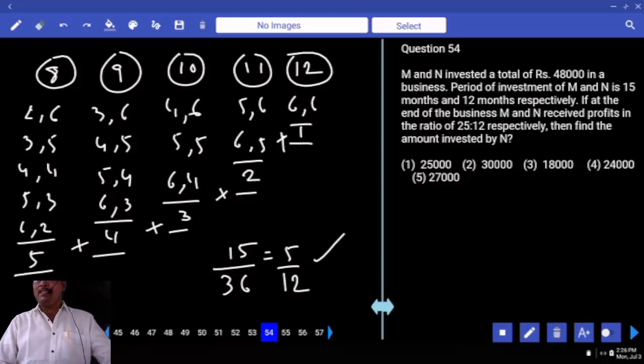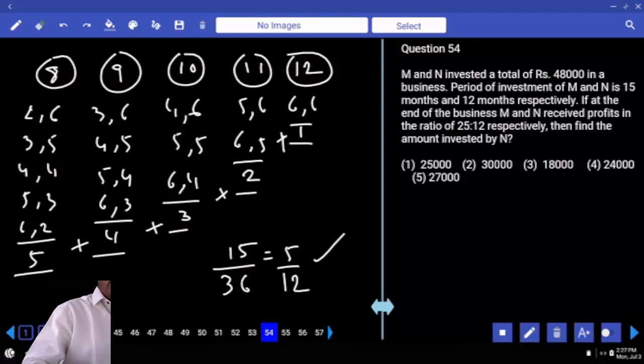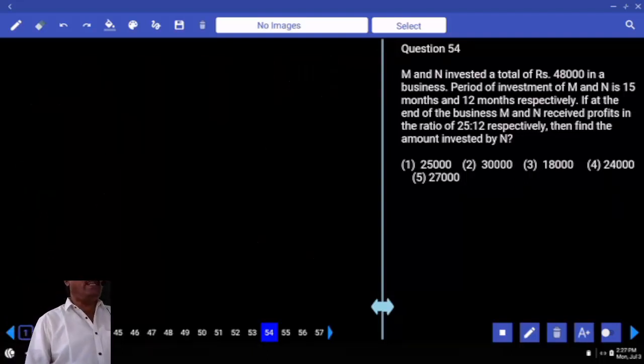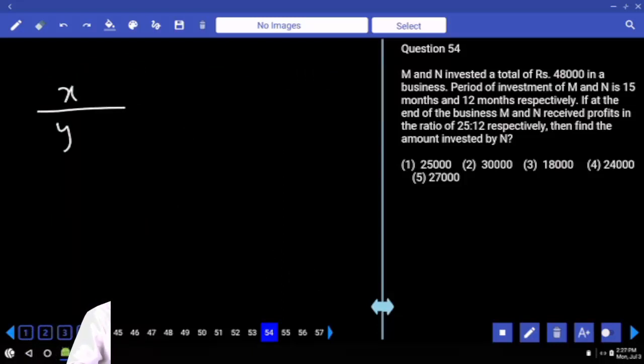M and N invested a total of 48,000 in a business. Period of investment of M and N is 15 months and 12 months respectively. If at the end of the business M and N received profits in the ratio 25:12, then find the amount invested by N. Okay. Let M's investment be X rupees and N's investment be Y rupees. What is the period of investment of M? 15 months.